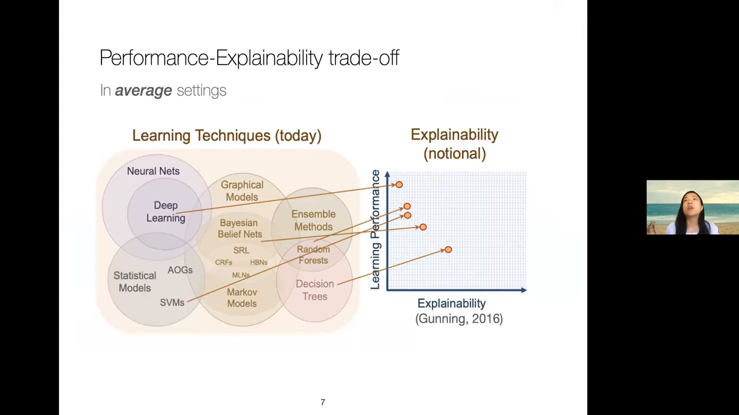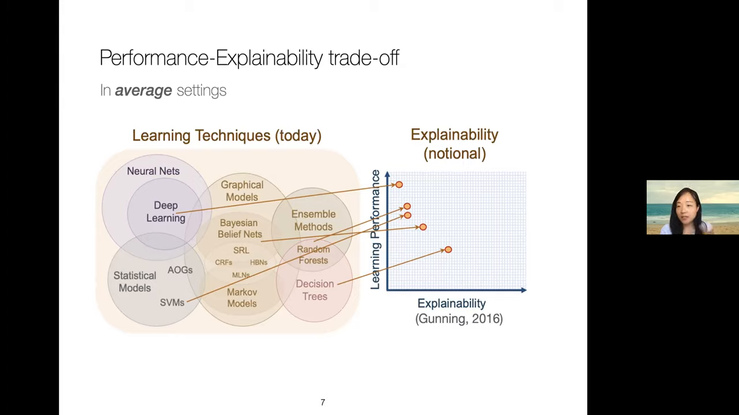But one of the reasons we're seeing such an active research field, with hundreds, if not more, papers published every year, is because at the present time, there is an explainability-performance trade-off, at least in the average setting of training a machine learning model. On the one end, we have models that are relatively easy to understand, like linear models, decision trees, rule-based models, but they tend to not perform that well.